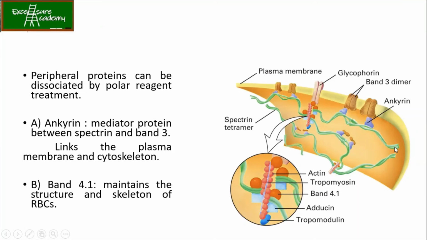ये जो green color portion है ये आपका spectrin है. There are two types of spectrin, spectrin A and B. उसका tetramer बनता है. Okay, ankyrin. So it is going to link the plasma membrane and the cytoskeleton. Okay. Now band 4.1, it maintains the structure and skeleton of the RBCs, again because it is helping in maintaining the 3D structure of the cell membrane. It is responsible for that.